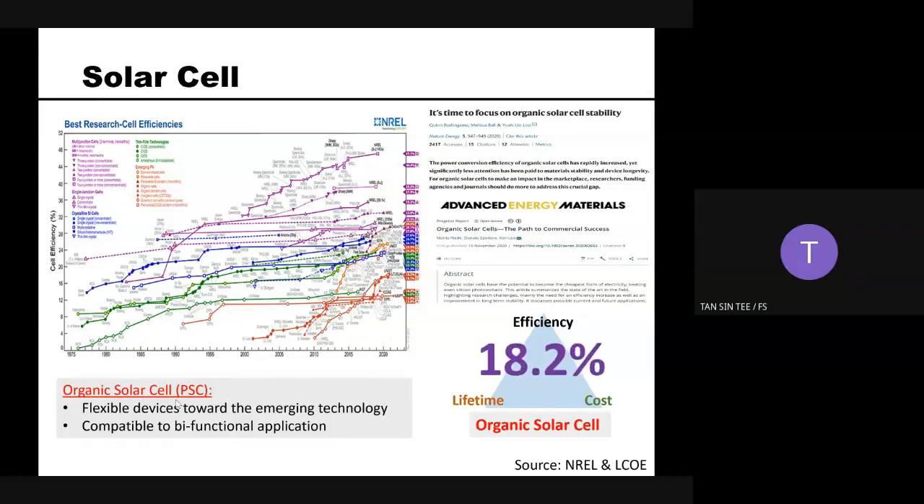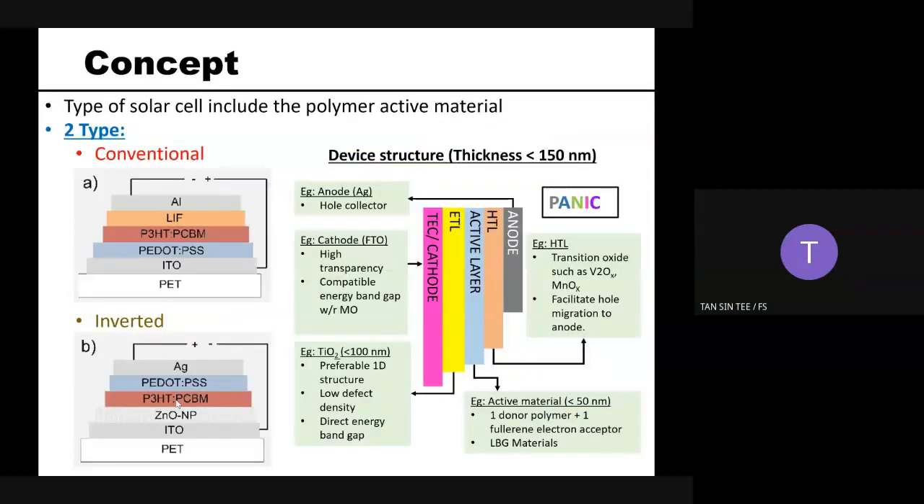Okay, so the next one is roughly a little bit of concept about the solar cell. In the organic solar cell, this is also the part that we focus on today. There are two types of organic solar cell: one is conventional, another one is inverted. What is the difference between conventional and inverted? It is only the design of the solar cell.